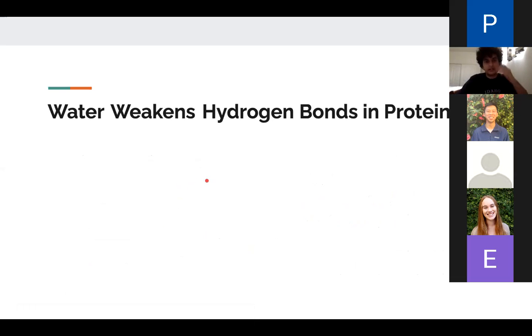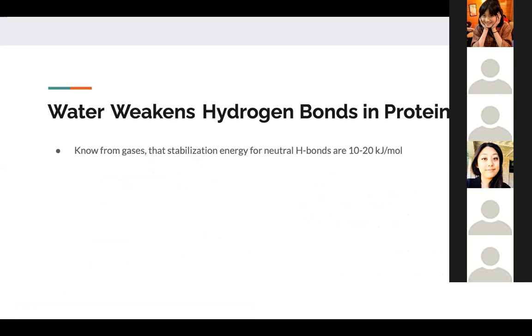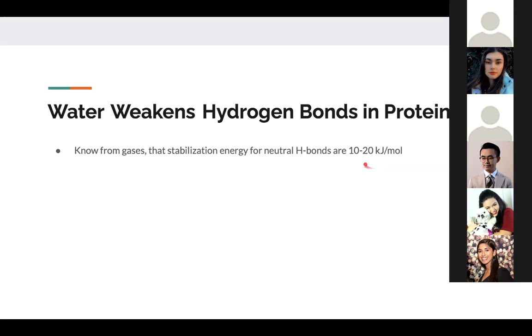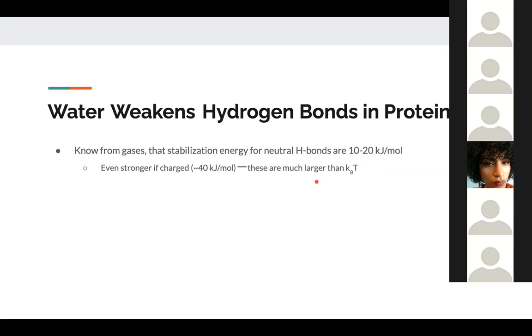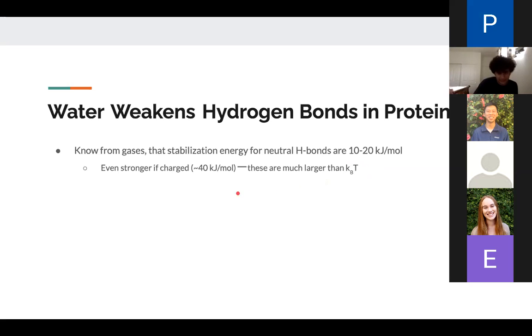Now let's talk about how water can weaken hydrogen bonds in proteins. We know from when we study gases in a container, when we look at stabilization energy, meaning the energy difference from when there's no hydrogen bond to when the hydrogen bond forms, that neutral hydrogen bonds have a stabilization energy of about 10 to 20 kilojoules per mole. If this is a charged molecule we're looking at, that stabilization energy is even larger. So this is much larger than kBT, your thermal energy. So it seems that, yes, hydrogen bonds are very strong and would stabilize something a lot.